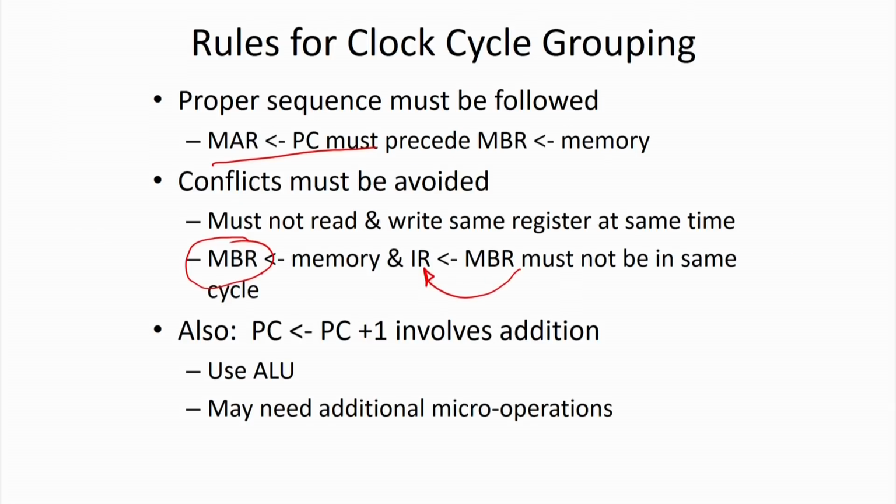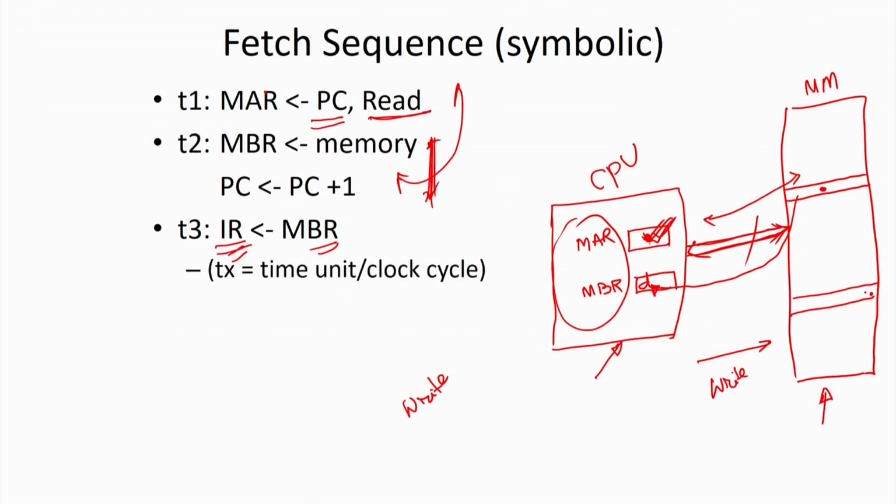So, like that we have to see what signals can be generated at the same time, so what subtasks can be done at the same time, they will be done in one clock cycle. If there is some resource conflict, then surely we have to go into two different steps. That is why, by looking into all those scenarios, we are saying that the fetch cycle is going to take three different clock steps. It cannot be done in one clock step or two clock steps.